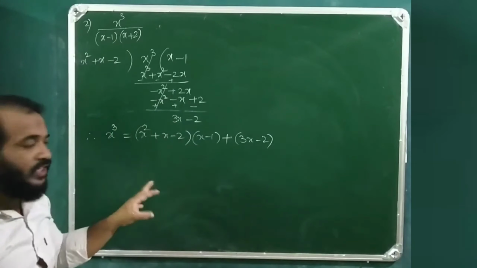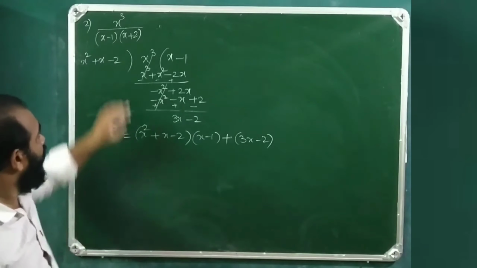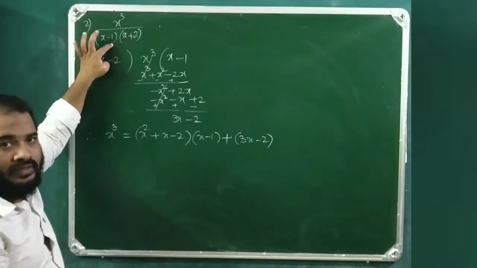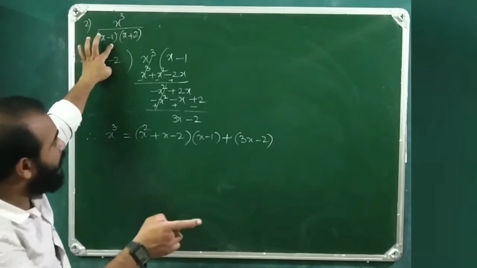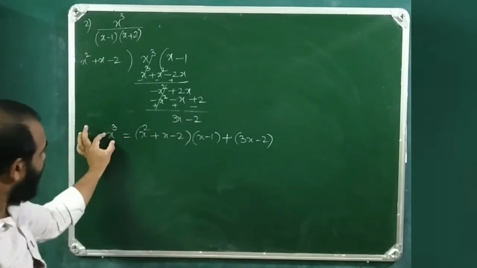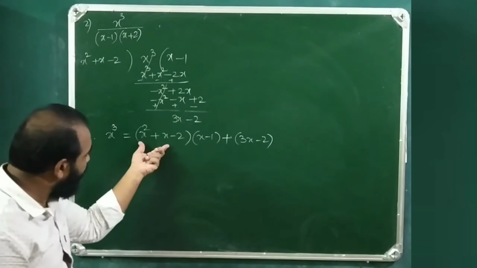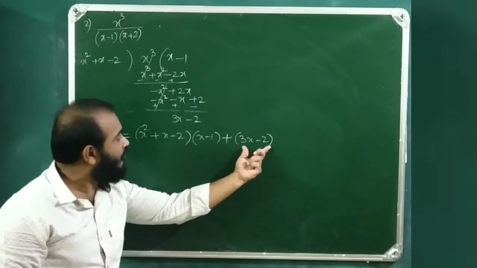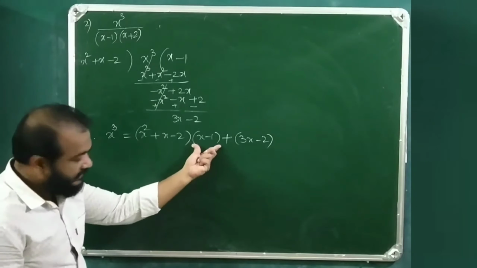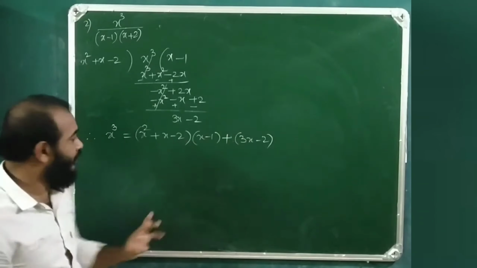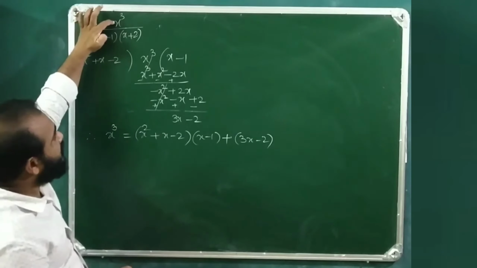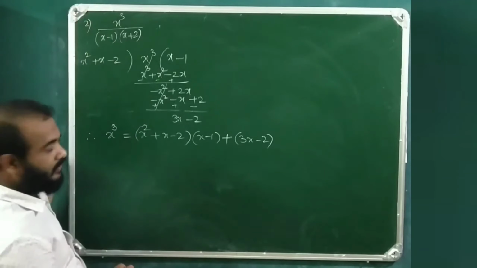According to the division algorithm, for f of x by g of x, there exist polynomials q of x and r of x such that f of x is equal to q of x into g of x plus r of x. Now the given fraction is x cube by (x minus 1) into (x plus 2).